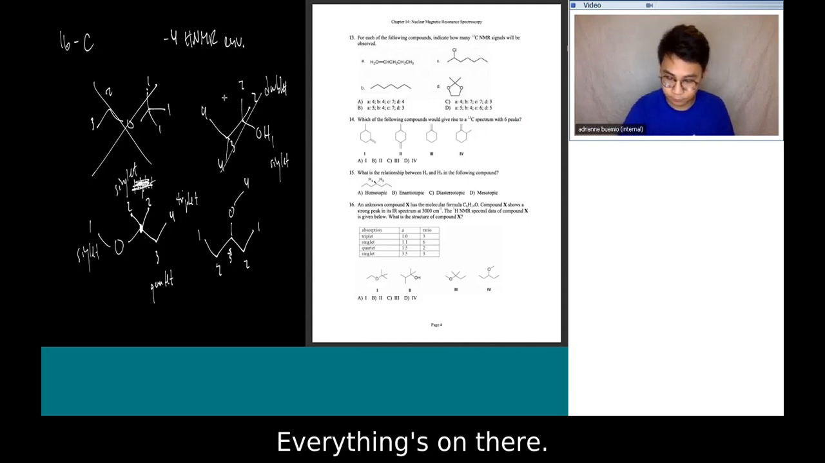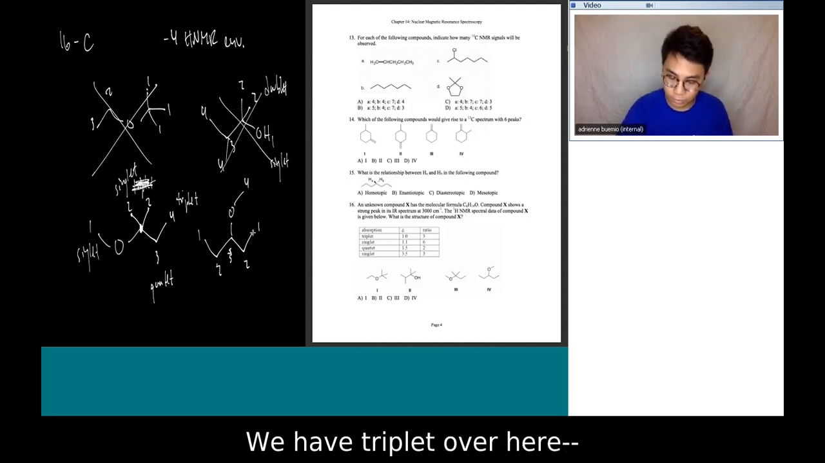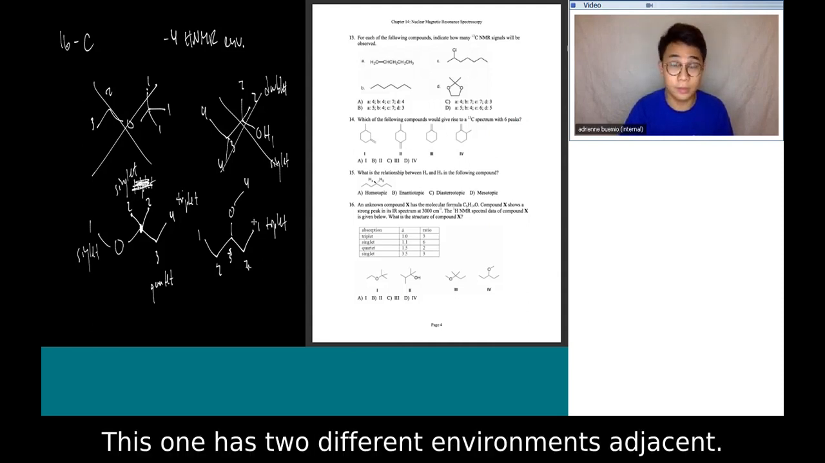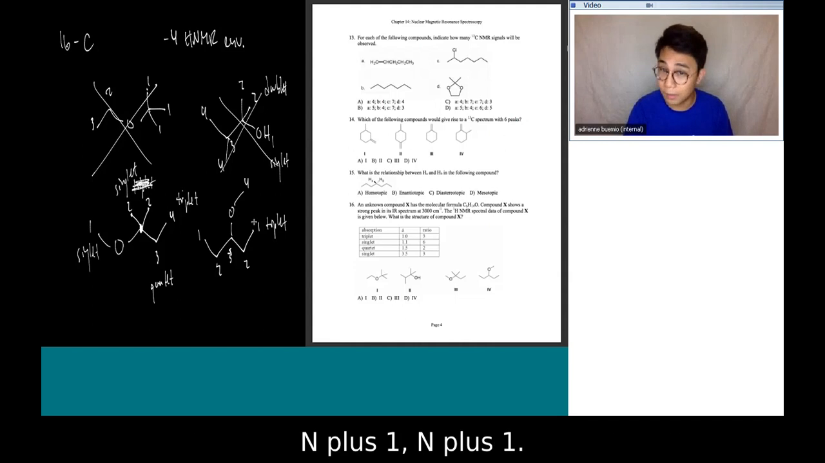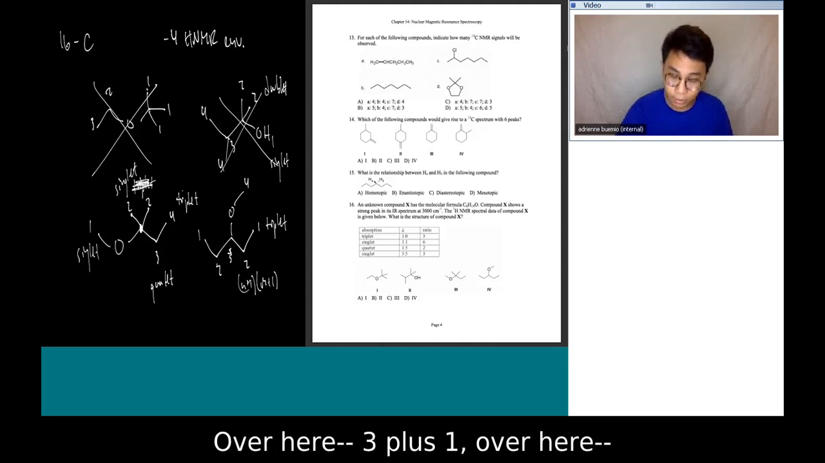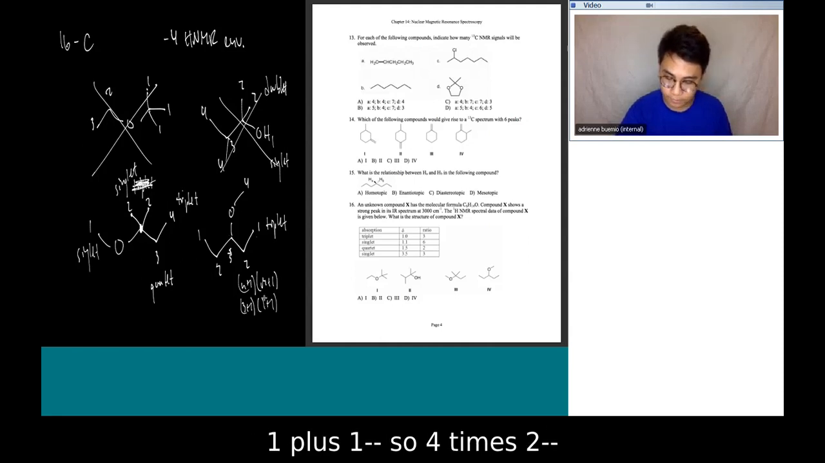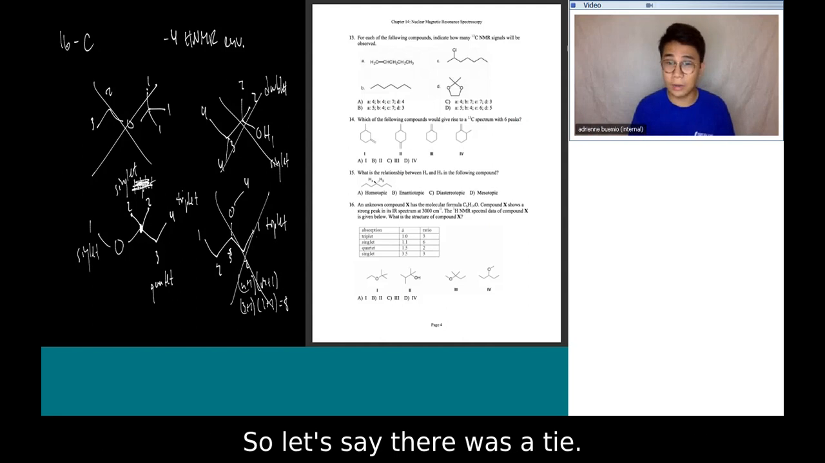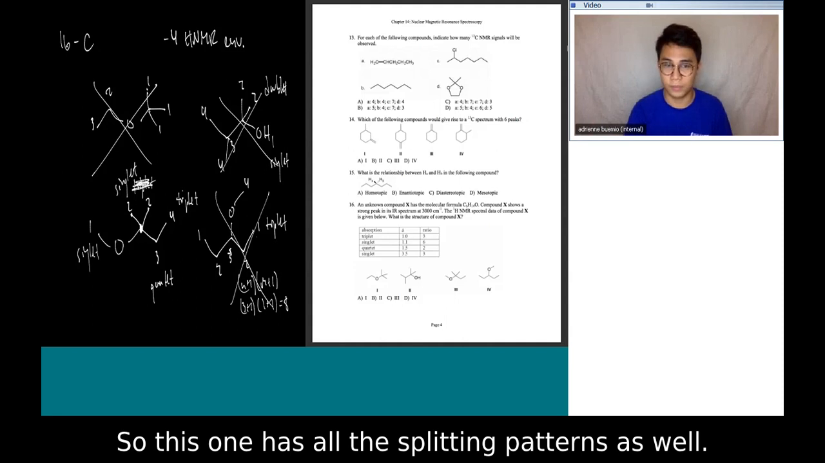Everything's on there. And what about this one? We have a triplet over here. This one has two different environments on the adjacent carbons. So what do we use? N plus 1, M plus 1, right? So N plus 1, M plus 1, and we get what? Over here, 3 plus 1. Over here, 1 plus 1. So 4 times 2, 8. We don't have any 8, right? And from there, you just keep going down. So let's say there was a tie, right? So this one has all the splitting patterns as well.